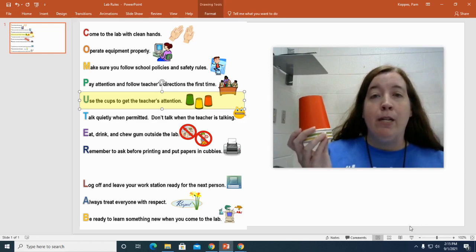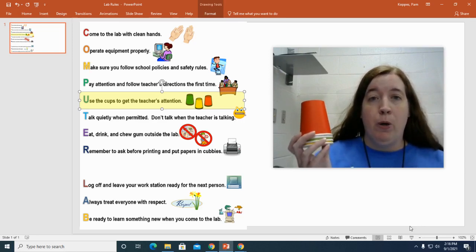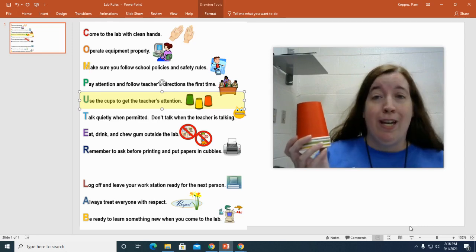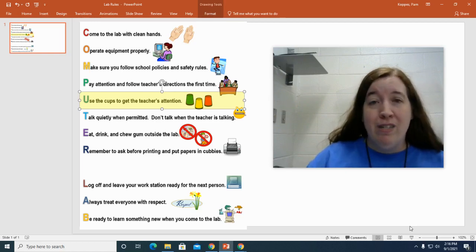All of these cups signal that I need to come to you and help you. But if you ever have a body emergency, don't use the cups. It might take me a while to get to you, and then you could have an accident. I do not want you to bleed on my desks. I do not want you to throw up on my keyboards. I do not want you to pee on my chairs.